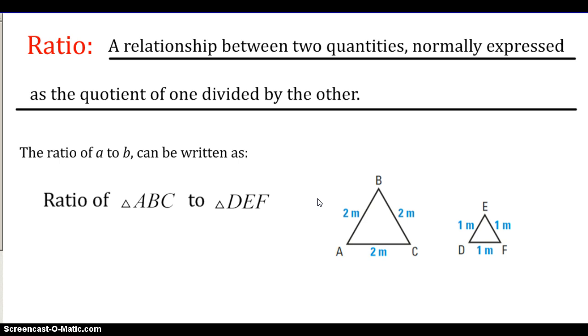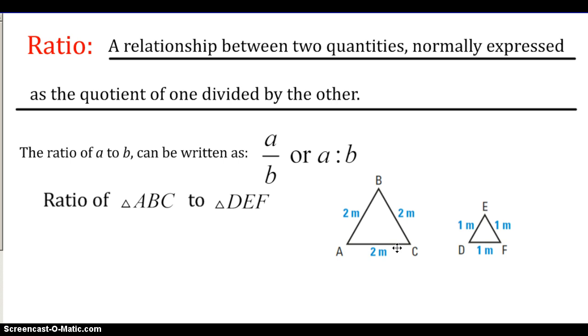So for example, the ratio of A to B can be written as A over B, AB, or A is to B. If I'm comparing triangle ABC to triangle DEF, there's a couple things you need to realize. When you look at ABC and DEF, which one's bigger? Hopefully you realize ABC is bigger. If ABC is bigger, then the bigger number is going to be on the top of my fraction.